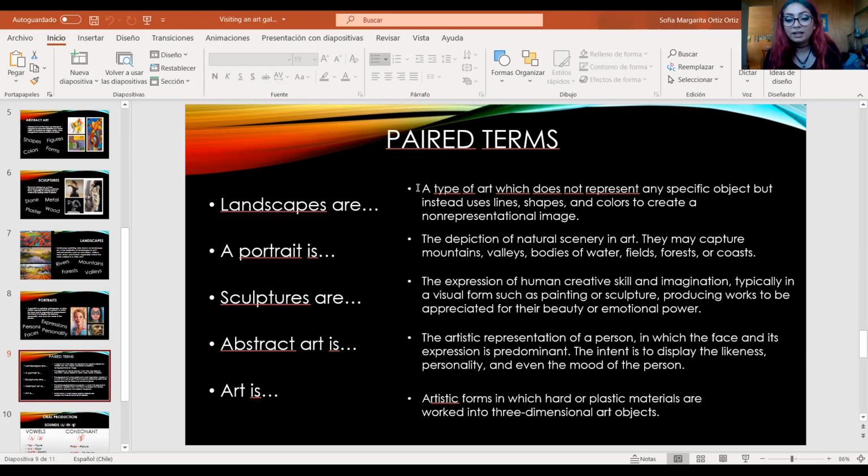And the last one, artistic forms in which hard or plastic materials are worked into three-dimensional art objects. What is it made of materials? Sculptures, right? Sculptures. So now we're going to focus on some vocabulary, some words that we saw today, but mainly in oral production, right? So pronunciation.